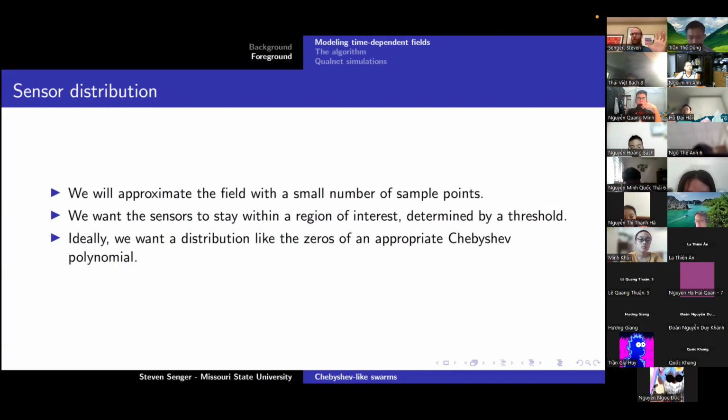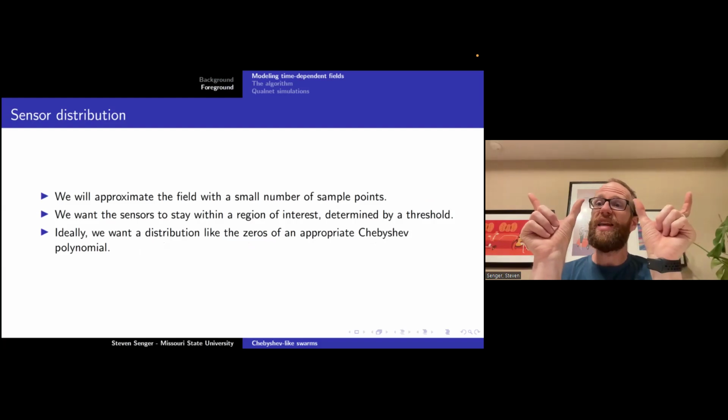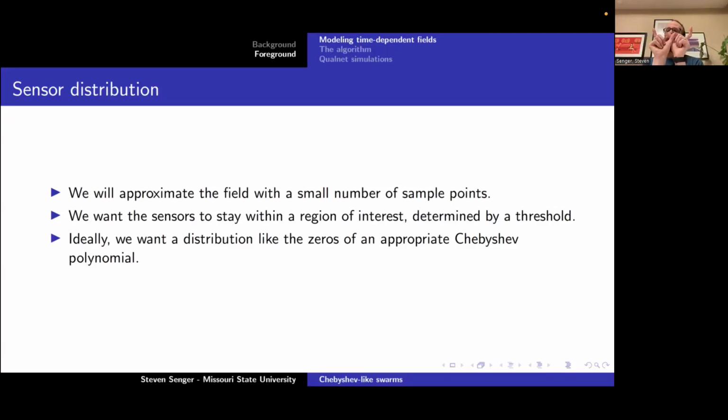So what I've told you is I've told you something about robot swarms, and I've told you something about the zeros of a Chebyshev polynomial. And now I'm going to do that rough science thing, which is to kind of put them together, but it's going to be a big mess. Okay. It's not going to be perfect. And that's something that I want you to understand about science in general.